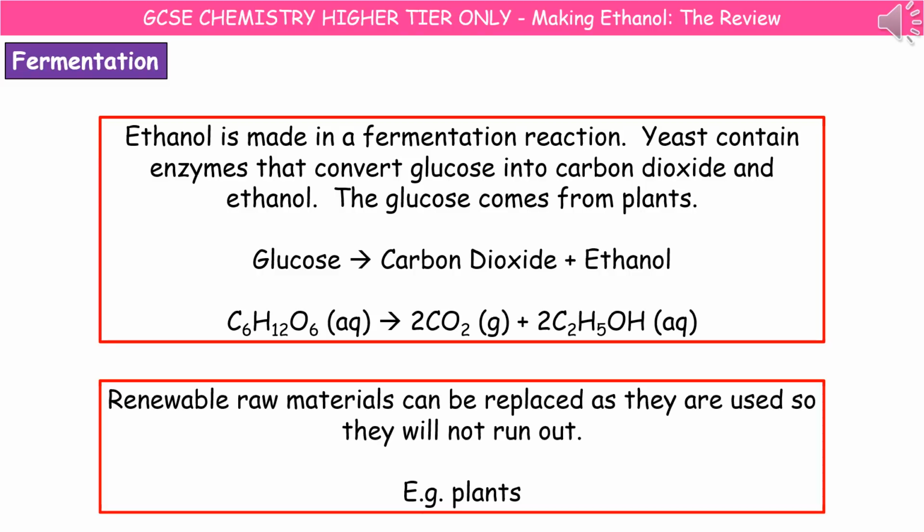Because it's coming from plants, that means that our raw materials are actually renewable, because as soon as we've actually used those plants, we can just grow some more. And that means that we've got a renewable process here. So we start off with our glucose and we make 2 products, the carbon dioxide and the ethanol.